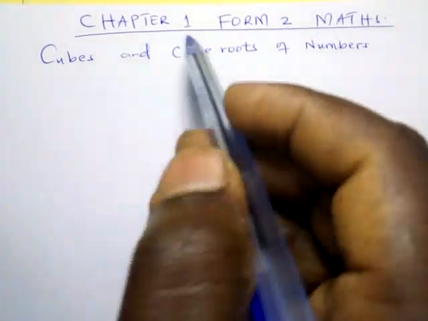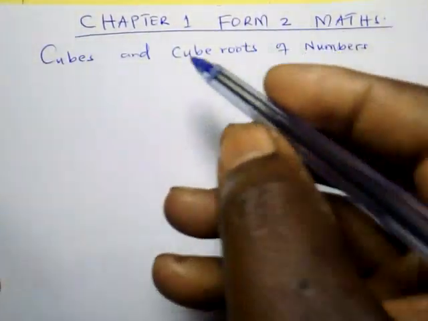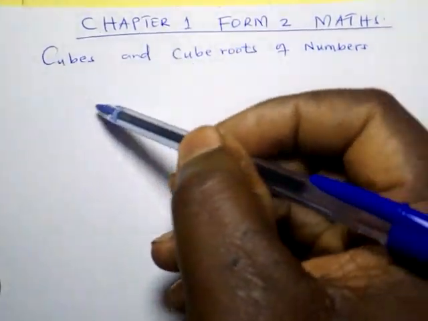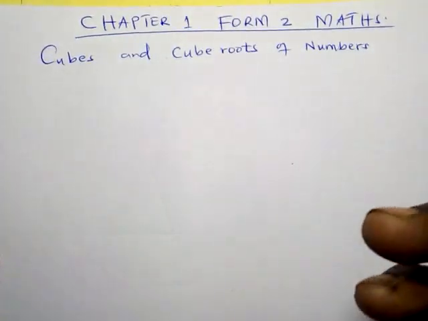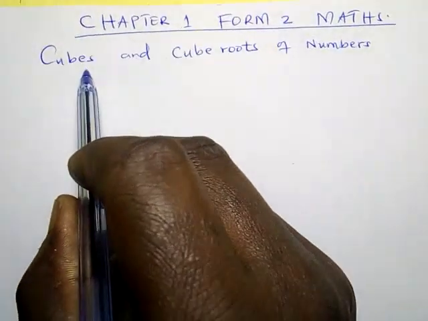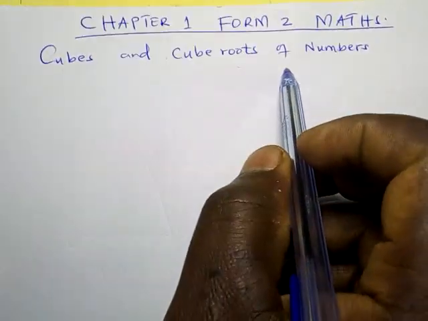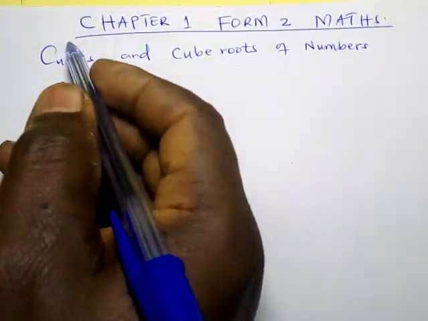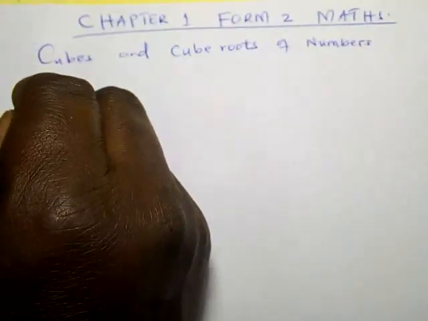This is from Form 2 Maths, Chapter 1. We will do Chapter 1 to the last topic, step by step. So we start with the first topic, which is cubes and the cube roots of numbers. So we start with cubes of numbers.